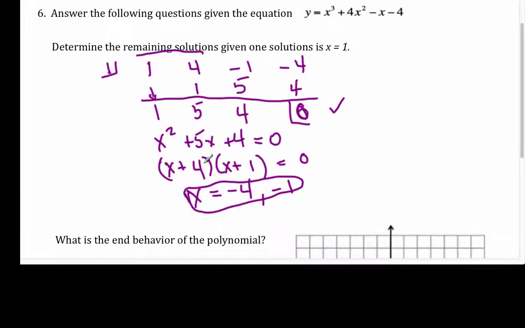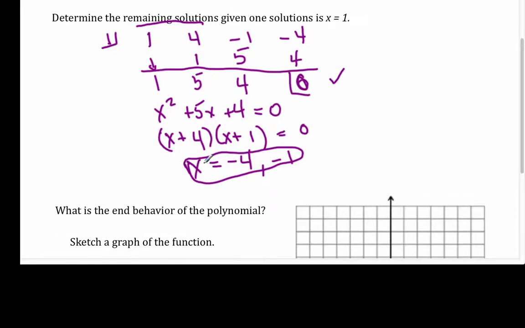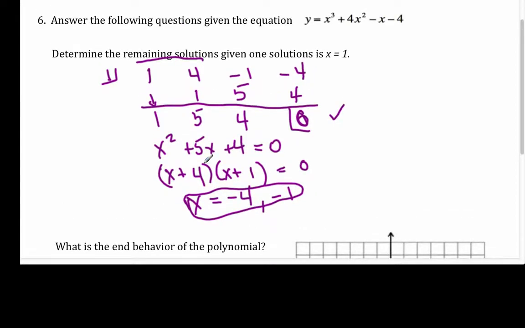All right, now we've got a couple more questions that go with this. What's the end behavior of the polynomial? If we look up here, this is a cubic equation. It's an odd degree, so my ends are going to go in opposite directions. If this value is positive, which you can see that it is, then we have the exact situation that I've got illustrated here.